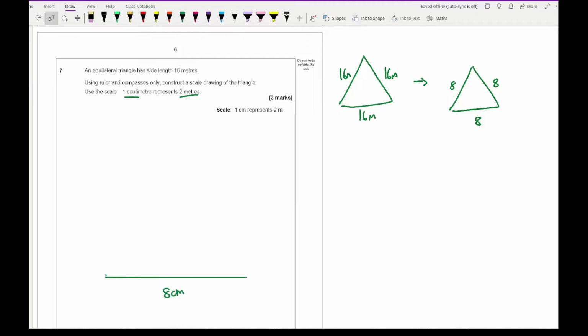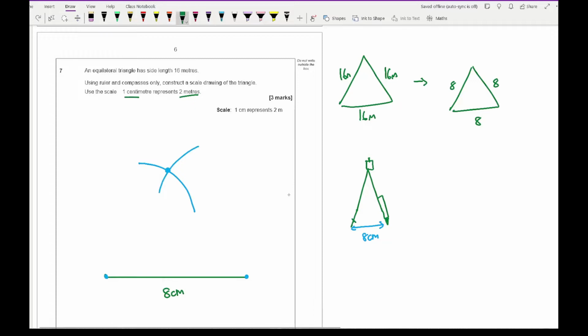The next thing you need to do is set your compass. I'll do a really poor sketch of a compass: here is your pencil and here is your pin. You need to make sure that the distance between the pin and the pencil is 8 centimeters. Then putting your pin on the left hand side of this 8 centimeter line, draw an arc. Then put the pin on the second side of the 8 centimeter line and draw another arc, and the two arcs should intersect.